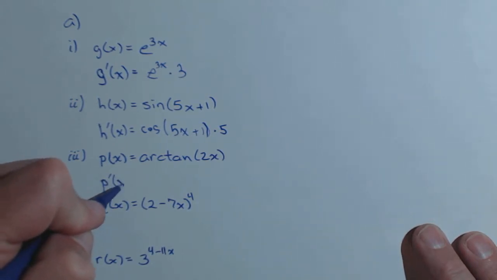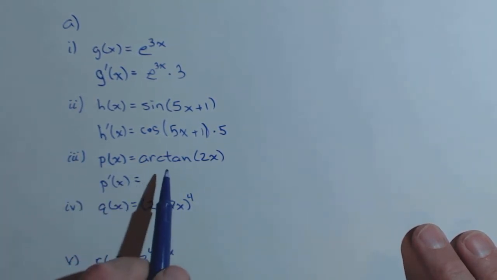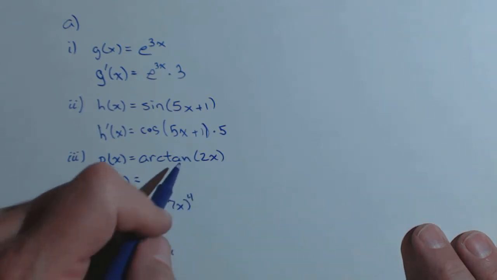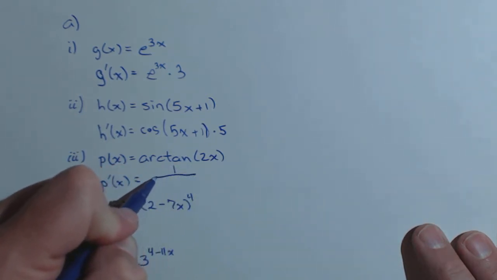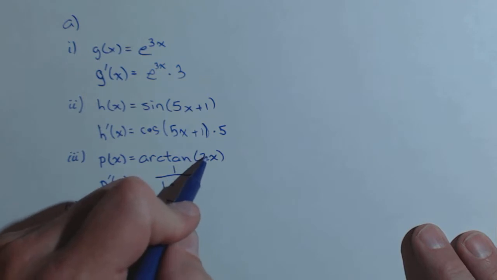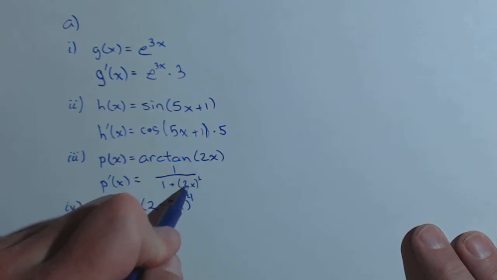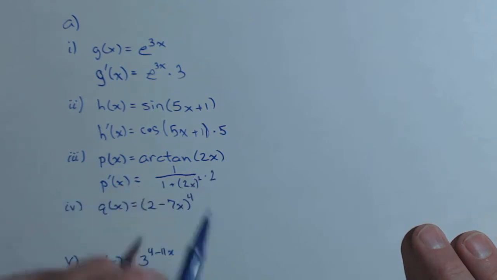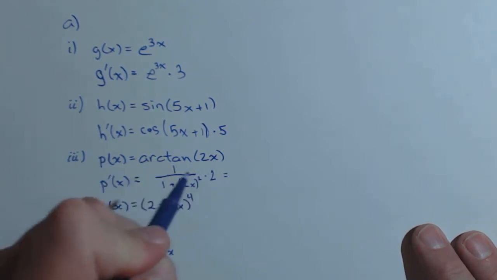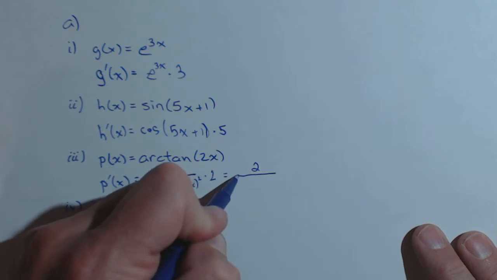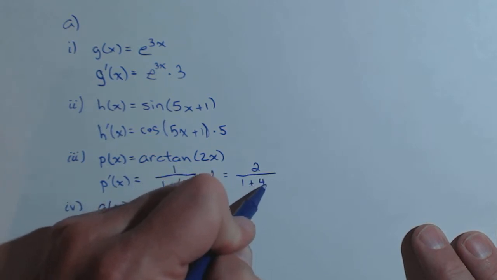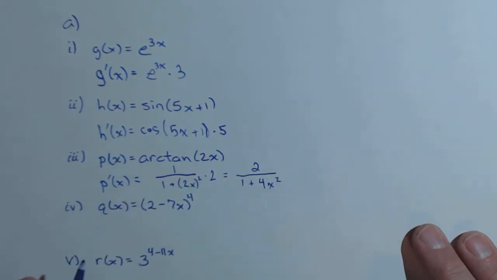P prime of x, we have an arctan. The derivative of arctan is 1 over 1 plus, leave the inside alone, 2x the quantity squared, times the derivative of the inside, which is 2. If we wanted, we could rewrite that as 2 over 1 plus 4x squared.